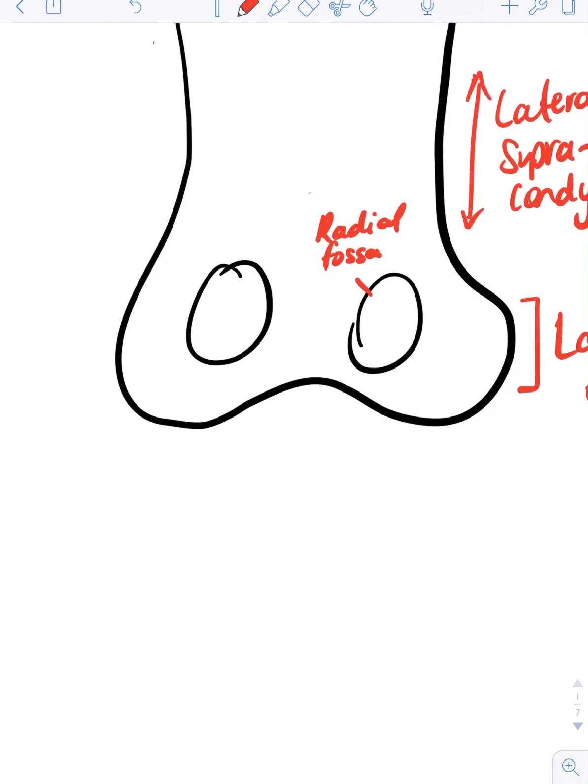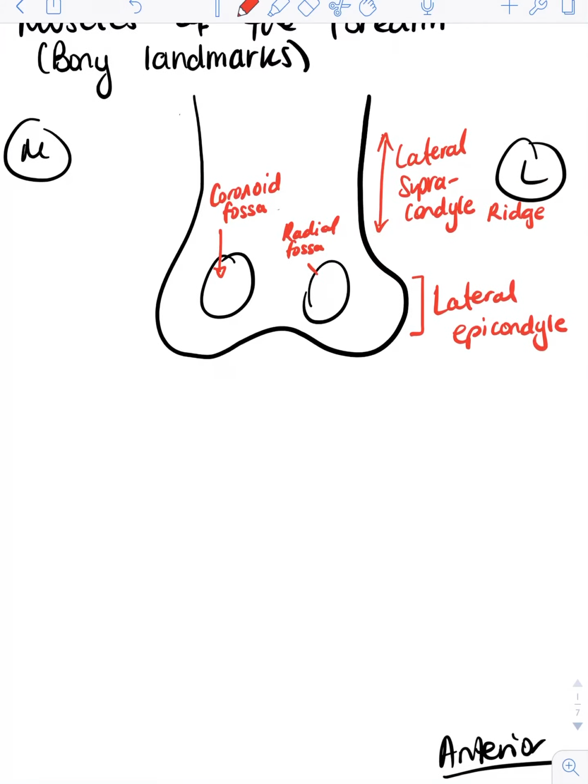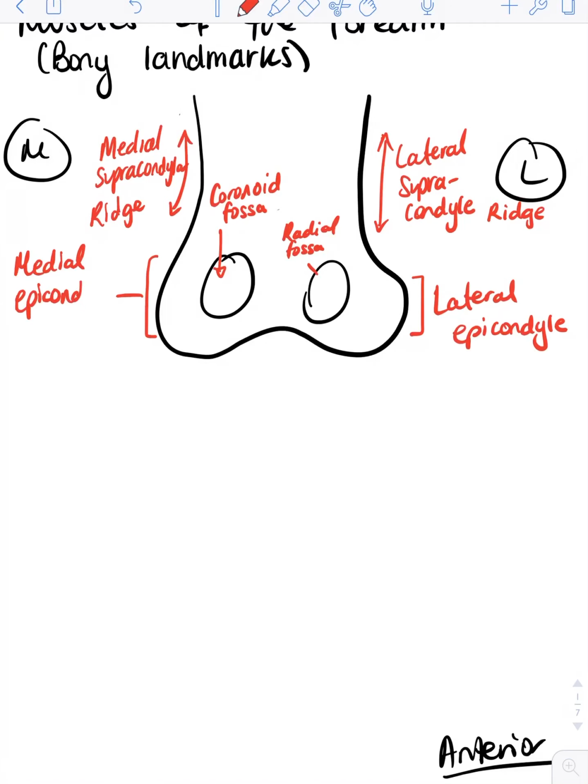And then on the medial aspect, we have the coronoid fossa for the coronoid process of the ulna to articulate and snuggle in. Above here, we have that medial supracondylar ridge, and then this really important prominence in terms of the flexor compartment is going to be our medial epicondyle.